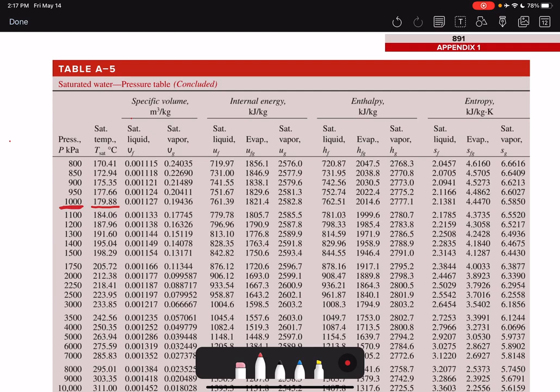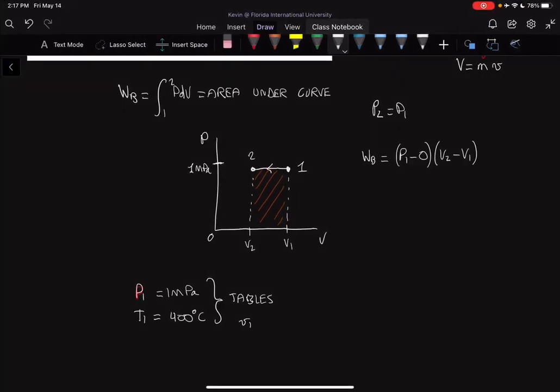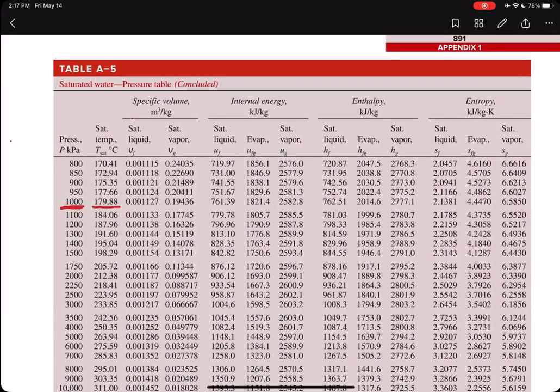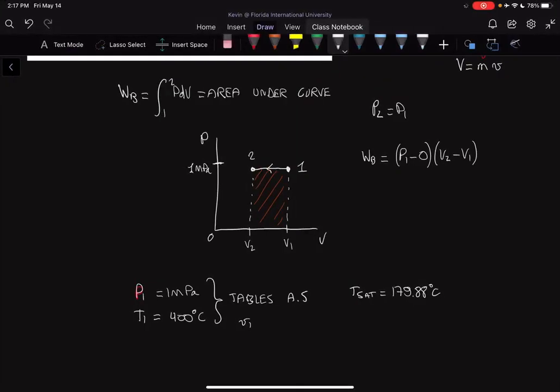Later on in the semester, I'm going to go through fewer of the steps of finding values in the tables because you'll become very, very good at using tables. Right now it might seem like a challenge, but it'll get easier as you go along. So from table A5, we have Tsat is equal to 179.88 degrees Celsius. Since we have 179.88, we see that T1 is greater than Tsat.